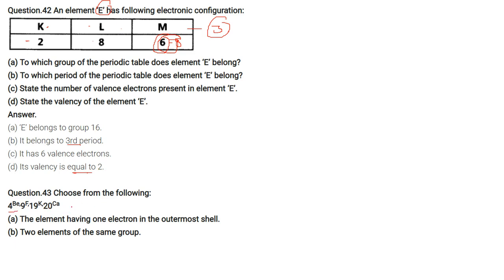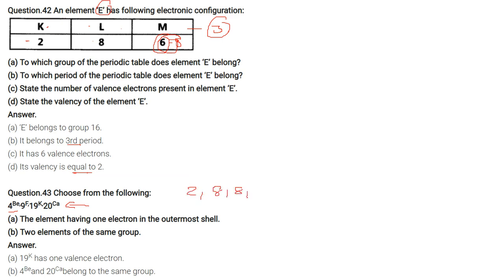Choose from the following: B, E, F, K and Ca. The element having 1 electron in the outermost shell. So of course it is K, 19, which is 2, 8, 8, 1. So this is 19, with 1 valence electron. Two elements of the same group, this Be and Ca, belong to the same group because they have a similar number of valence electrons. Same group means a similar number of valence electrons should be there.